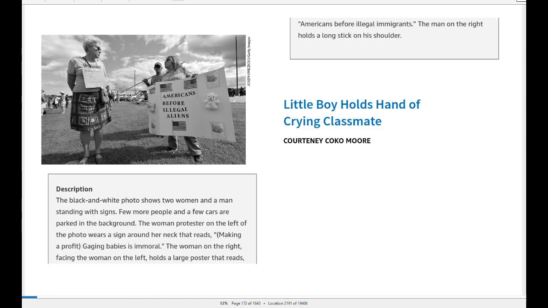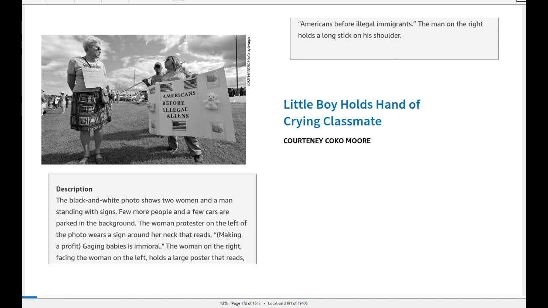The black and white photo above shows 2 women and a man standing with signs. A few more people and a few cars are parked in the background. The woman protester on the left of the photo wears a sign around her neck that reads, "Making a profit, gagging babies is immoral." The woman on the right, facing the woman on the left, holds a larger poster that reads, "Americans before illegal immigrants." The man on the right holds a long stick on his shoulder.